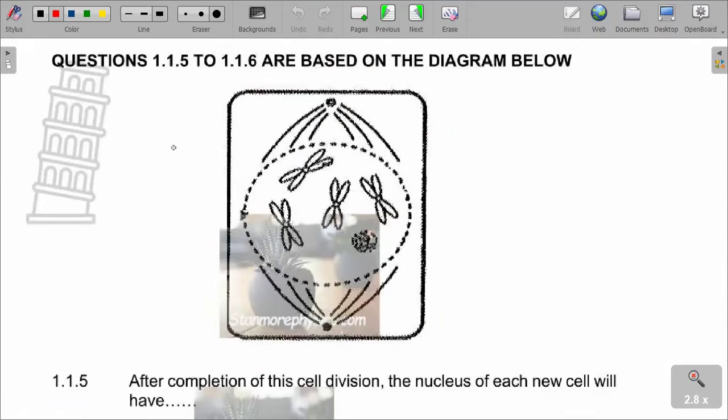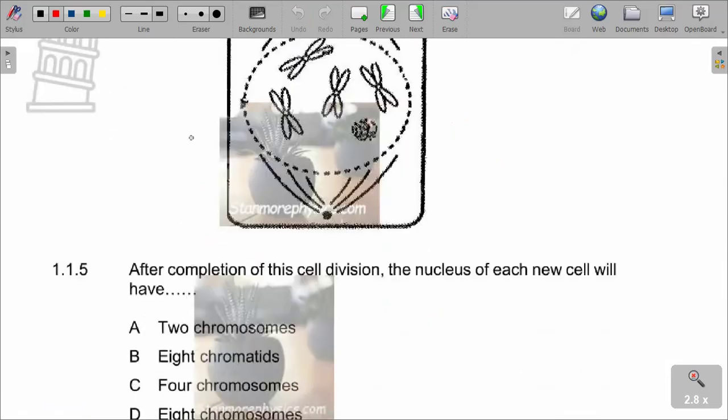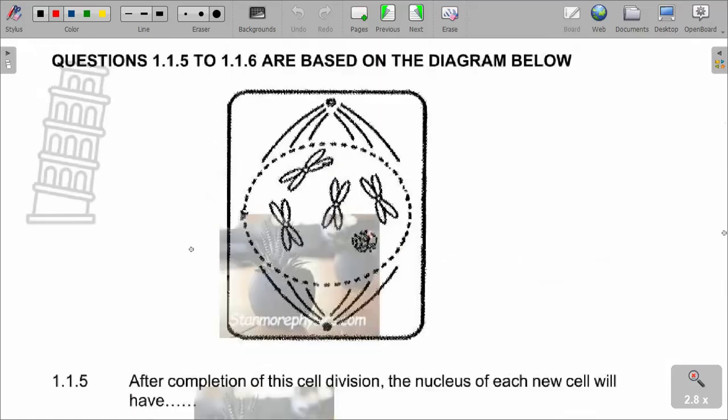This is a diagram that is showing a certain stage in cell division. So after completion of this cell division, the nucleus of each new cell will have, we are saying, after completion of this cell division, the nucleus of each new cell we have.